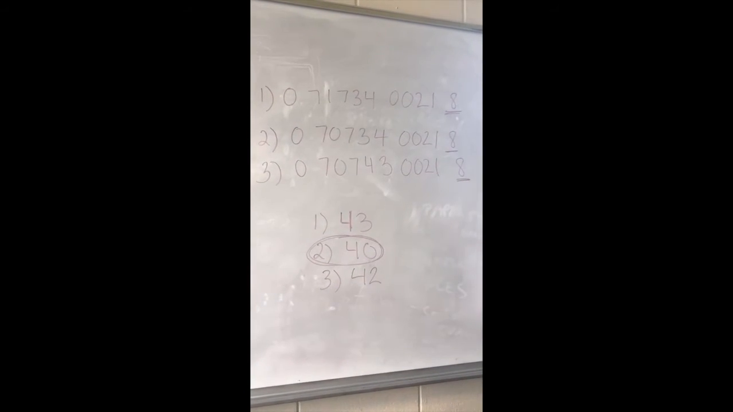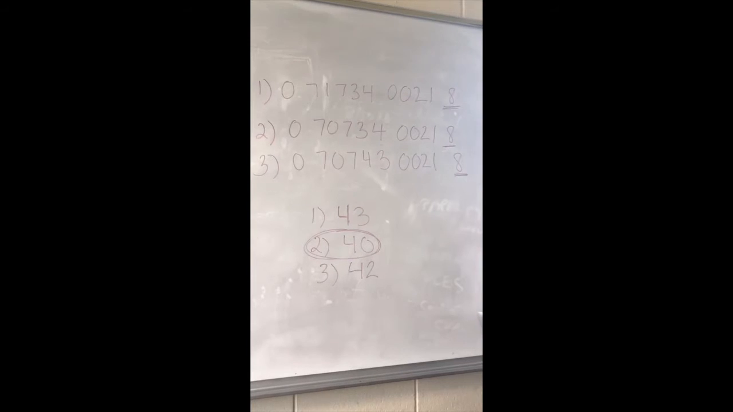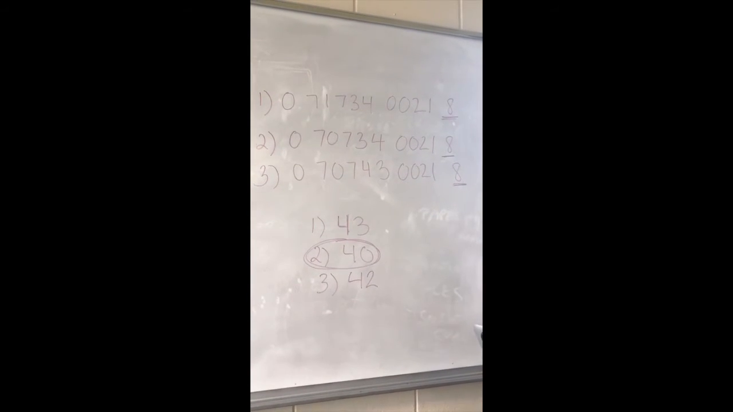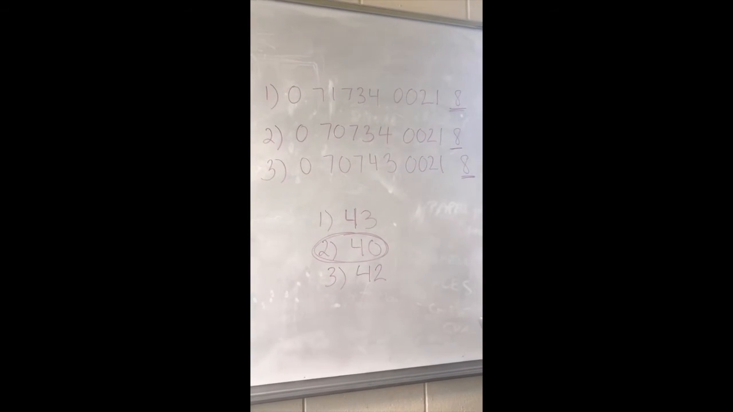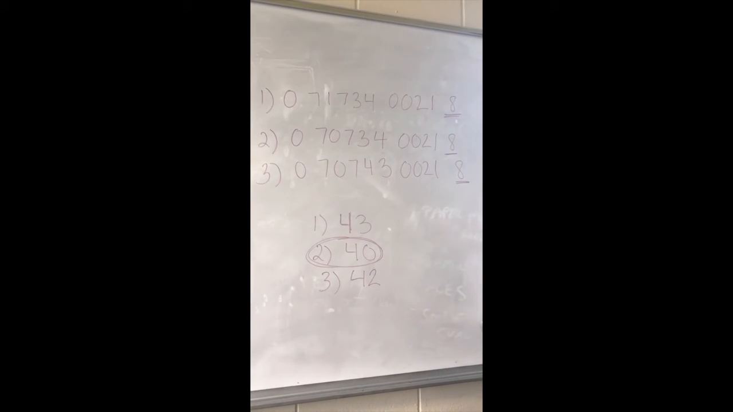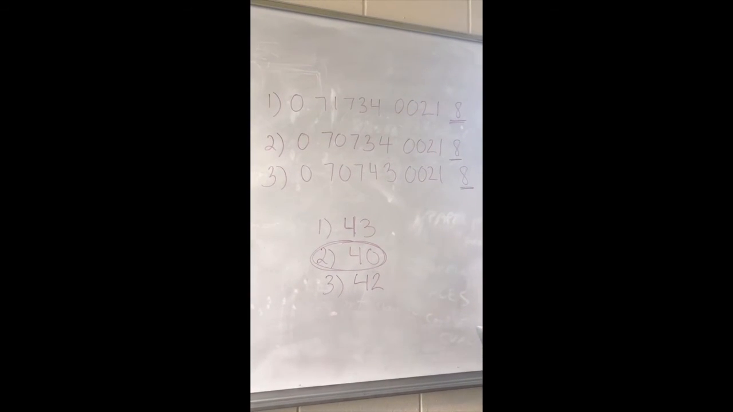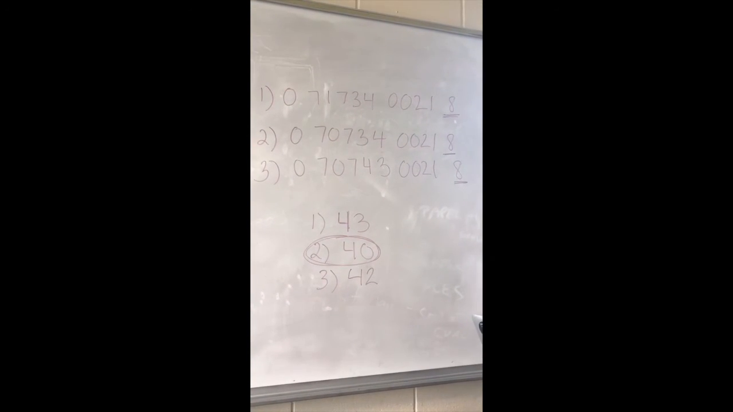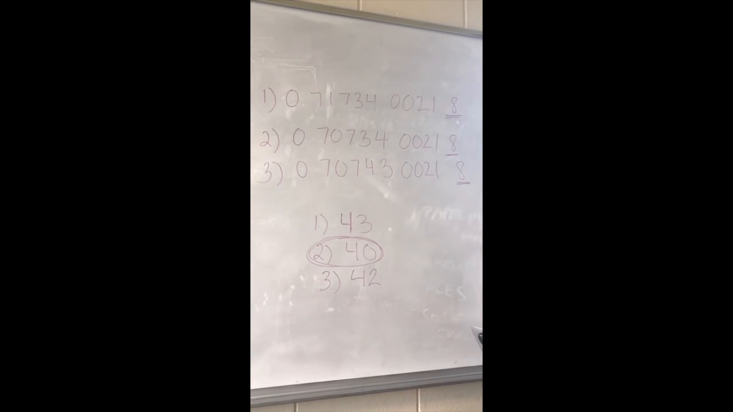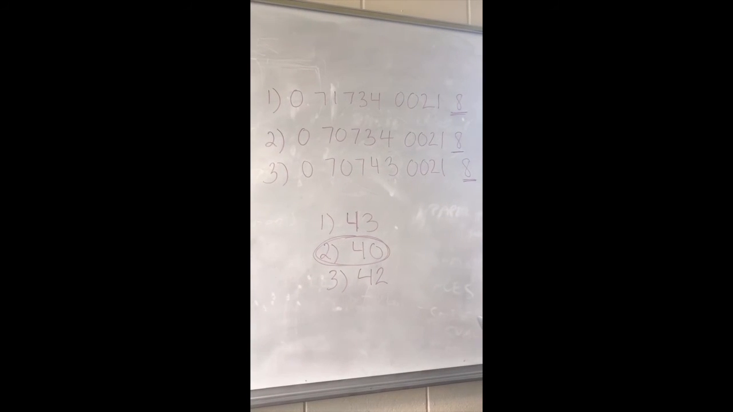After multiplying every other number by 3, for number 1, we would come out with 43. And this cannot be the correct UPC because it is not evenly divisible by 10. Number 2, if we multiply every other number by 3, including the check digit, we would come out to 40. And this could be the possible correct UPC because it is evenly divisible by 10. And for number 3, if we multiply every other digit by 3, including the check digit, we would come out with the number 42, and this cannot be the correct UPC because it is not evenly divisible by 10.